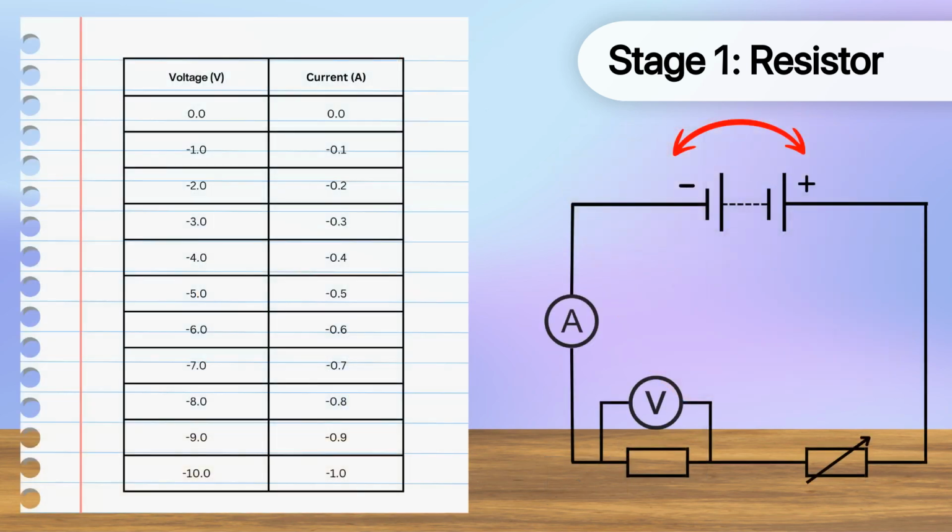Repeat the same process as before using the variable resistor to gradually alter the voltage, recording both the voltage and the corresponding current in our lab books. Our table will look something like this.